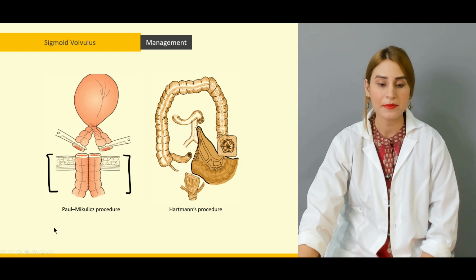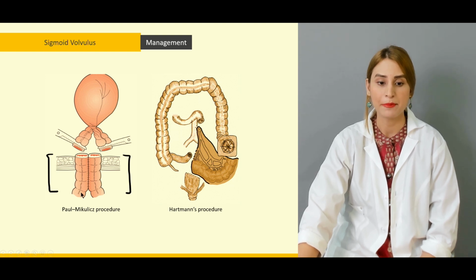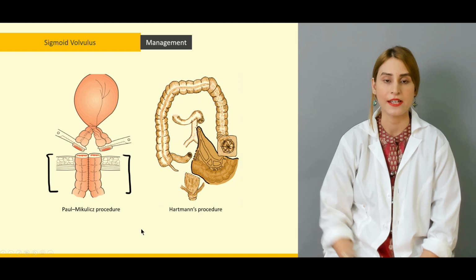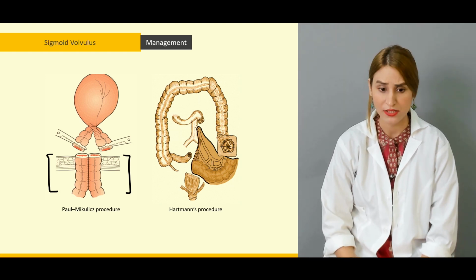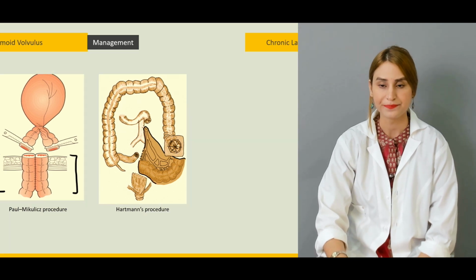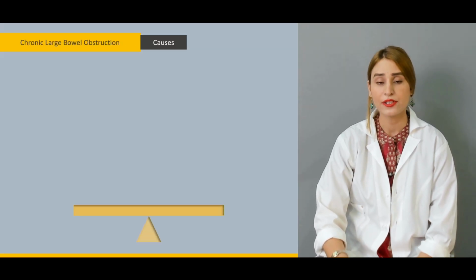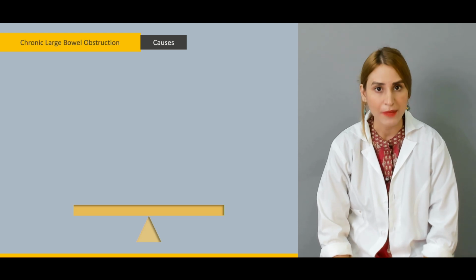The other is the Paul Mikulicz procedure. In this procedure, this was the sigmoid volvulus, this is the segment resected, and both the proximal and the distal edges are brought outside as two independent, separate colostomies. This is called the Paul Mikulicz procedure. Okay, so this was all about the acute large bowel obstruction.